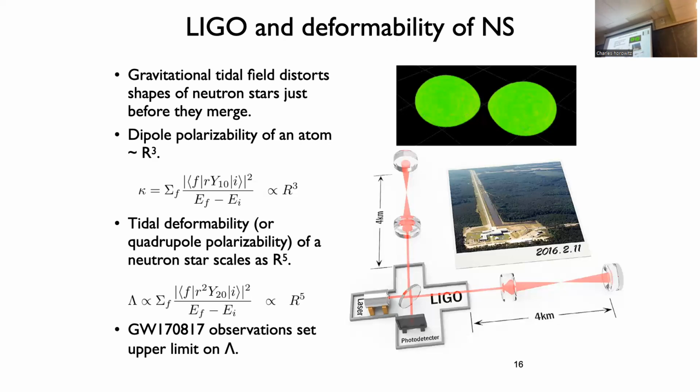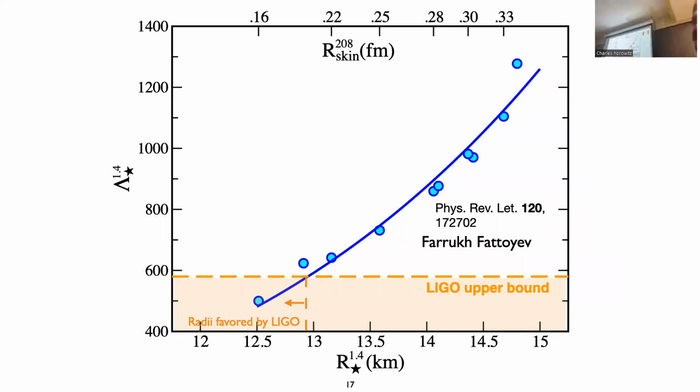power. Okay, great. So in 2017, LIGO observed the merger of two neutron stars and set a limit on the deformability. So this axis is the deformability of a neutron star, a 1.4 solar mass neutron star. This is the radius of a neutron star in kilometers. Neutron stars are of order 12 kilometers.